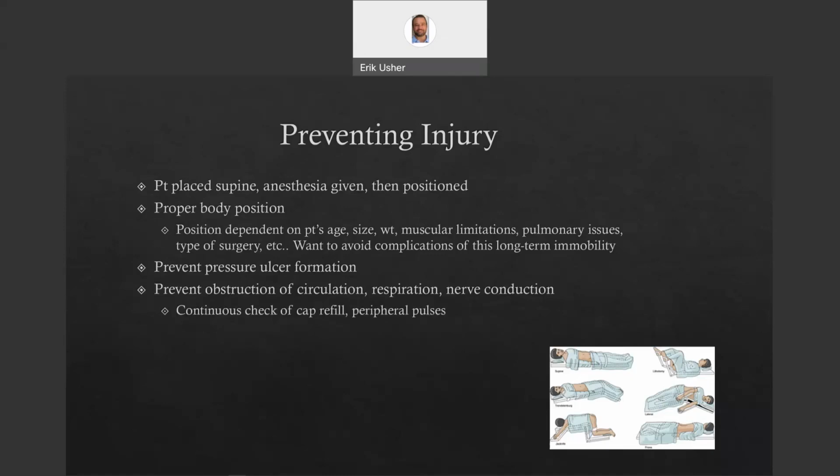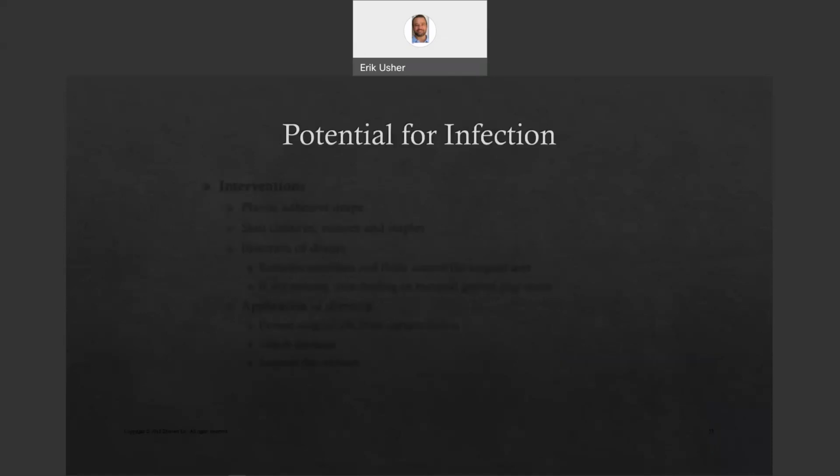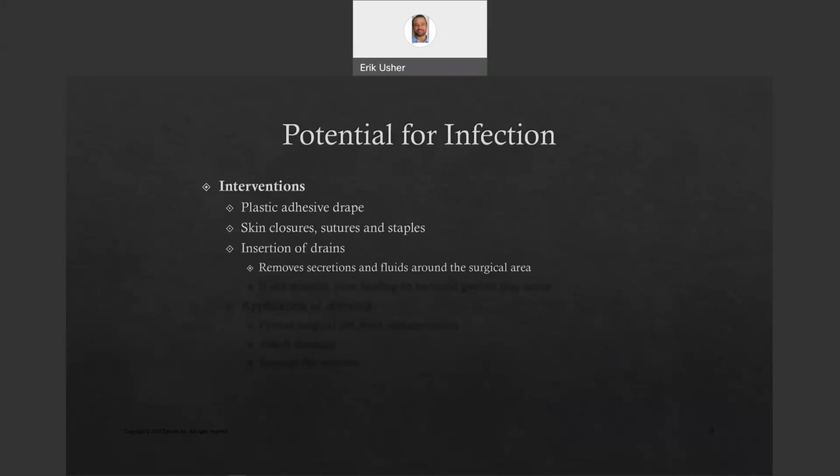So we continuously check capillary refill. We pad wrists and elbows and knees and anything that's dependent. We make sure we do things to promote circulation in those areas. So that's a huge one intraoperatively that we look for. So also potential for infection, interventions: plastic adhesive tape, skin closure, sutures and staples, insertion of drains, remove secretions and fluids around the surgical area. And if it's not drained, slow healing and bacteria growth, again, with stagnation.